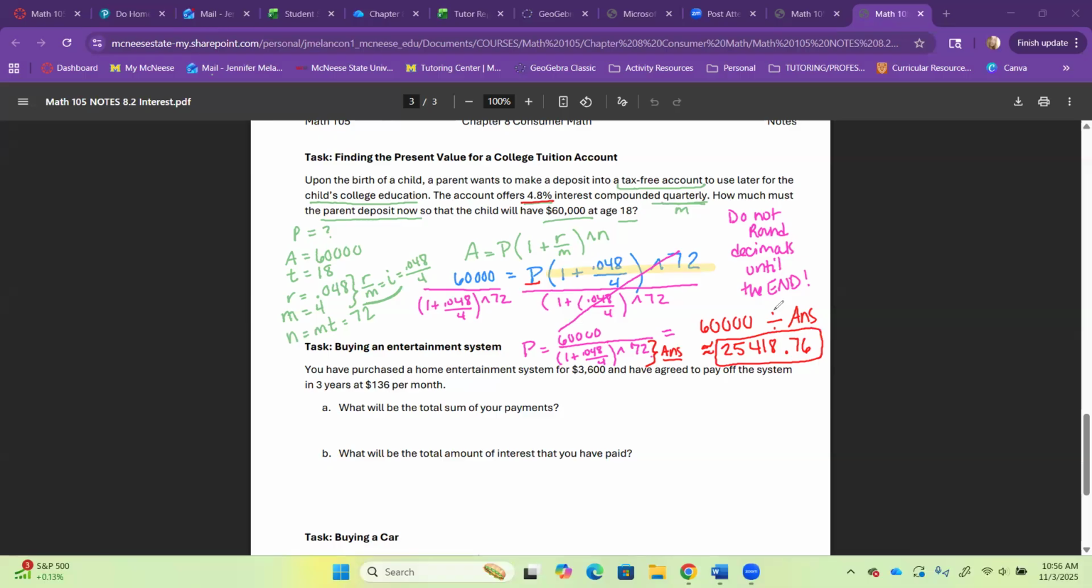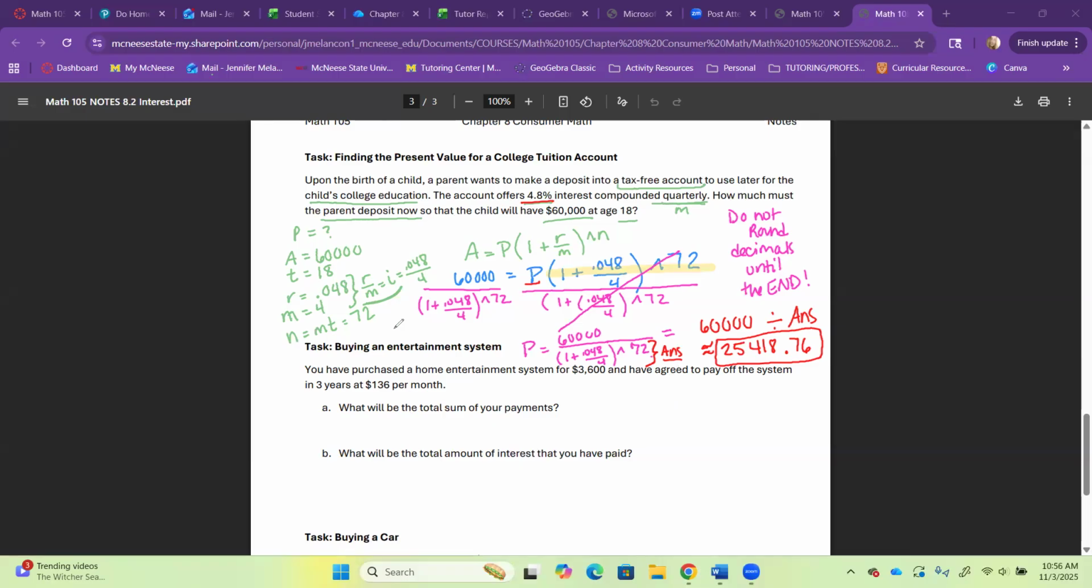All right. So hopefully that gives you some ideas of where to start. The two problems that are on here are buying an entertainment system and buying a car. You have purchased a home entertainment system for $3,600 and have agreed to pay it off in 3 years at $136 per month. You don't even have to do too much work. We're just finding out what is the total sum of your payments and how much interest you paid based on how much you paid overall and how much you originally agreed.